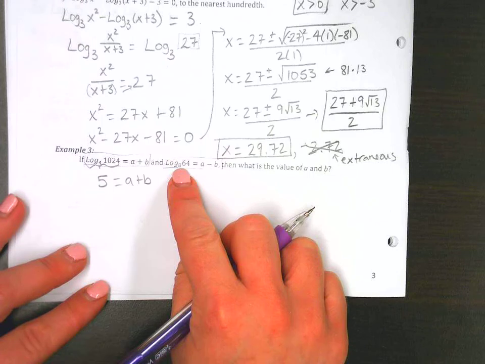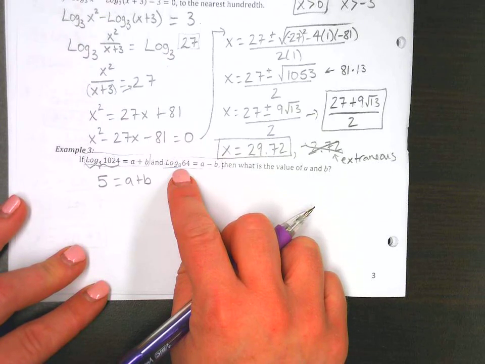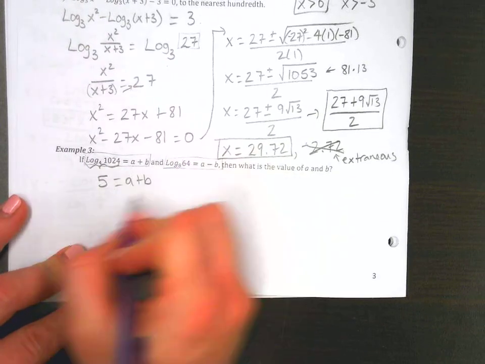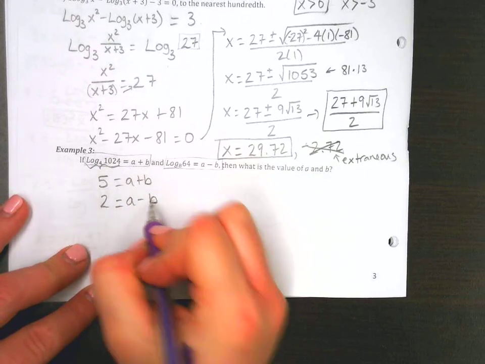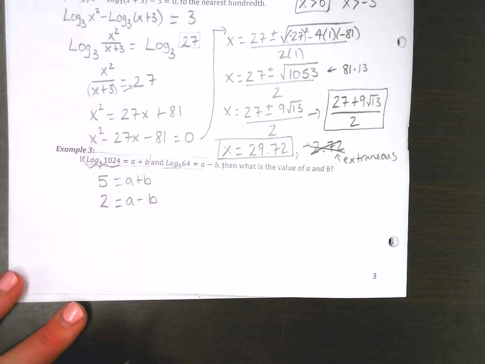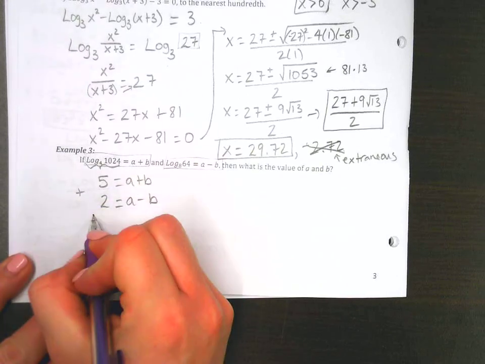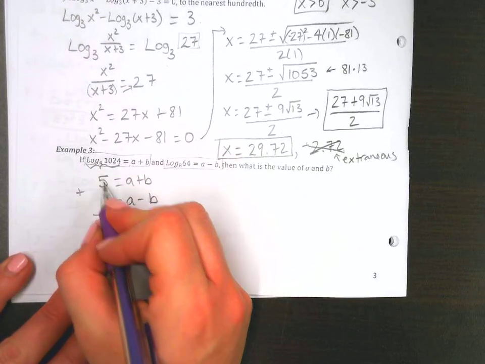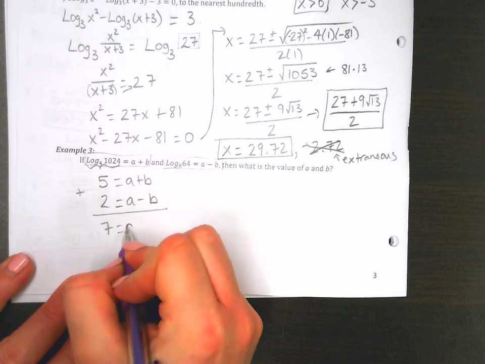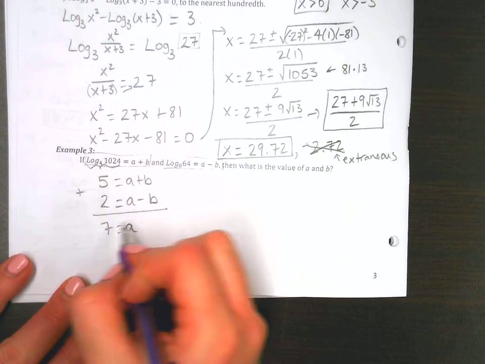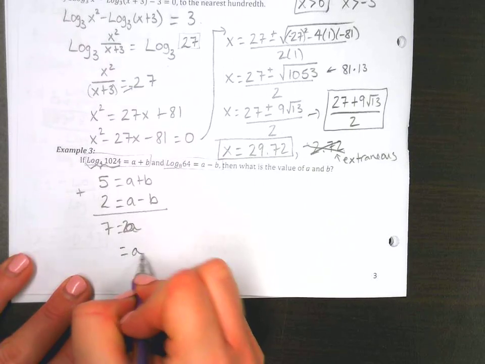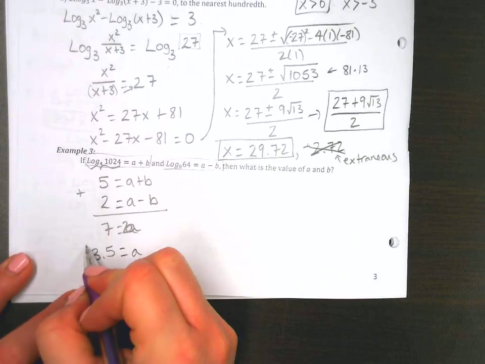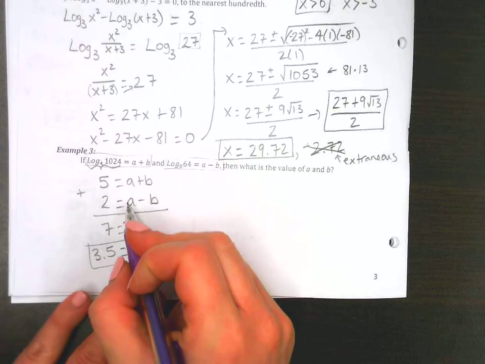And now to solve for a and b, I'm going to add these equations together. So my b's cancel. 5 plus 2 is 7, so I have 2a. Divide by 2. My a value works out to 3.5. And now to find my b value, substitute into one of the equations, it doesn't matter which one. 5 equals 3.5 plus b. My b value would be 1.5.